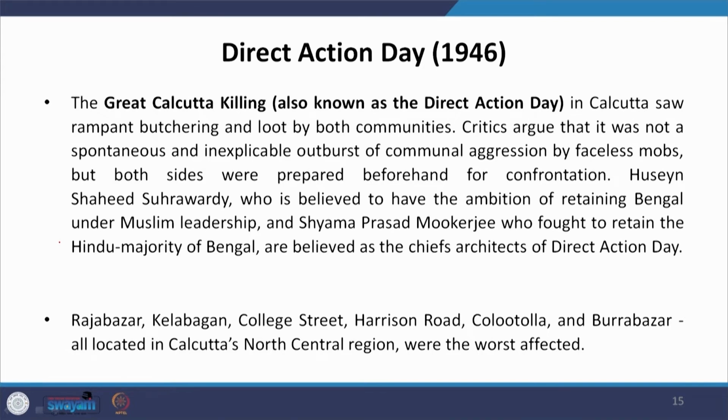And some of the areas in Calcutta that were the most affected include Raja Bazar, Kela Bagan, College Street, Harrison Road, Kalutala and Bara Bazar. All these are different areas located in Calcutta's northern and central regions, and they were the worst affected.